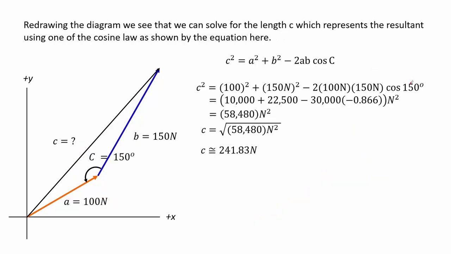Now we have sufficient known values, and if we compare with the cosine function, we are able to determine the appropriate equation by solving for C. Substituting the known values, we are able to obtain the value of C to be about 241.83 newtons. Reminder, do not forget to set your device or calculator in degree mode.